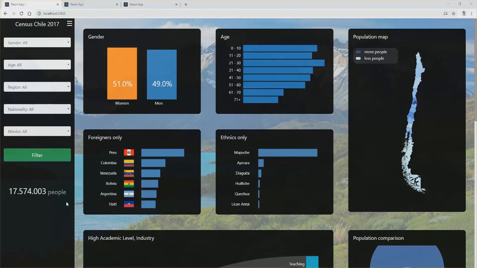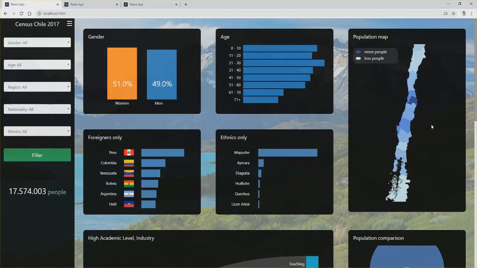17,574,003 people were living in Chile at that time. You can see as well that women and men were equally spread, same as age. Also, you can see here in this choropleth map, this is the map of Chile, that most of the people live in centric regions, but most of them here in the capital. 7 million people live in the capital, that represents 40% of the population.